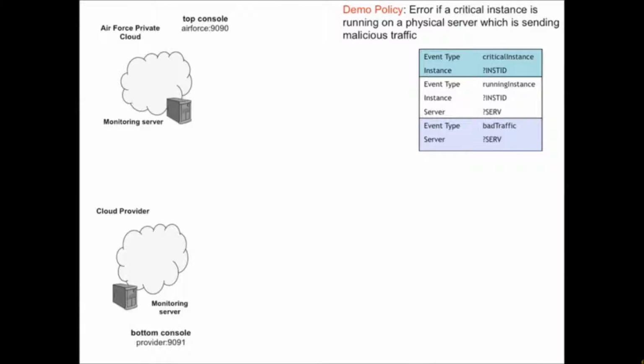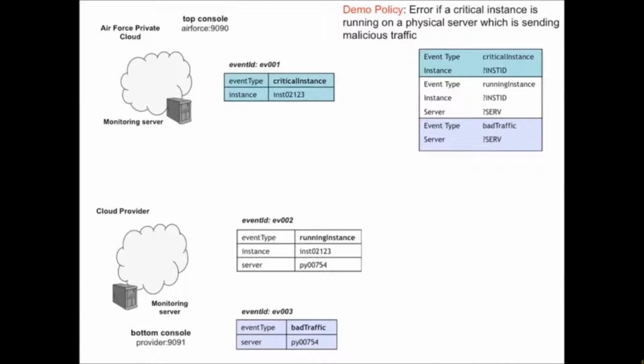Information about which instances are critical enough for having such a condition is generated by the Air Force system, while information about assignment of instances to servers and which servers are generating malicious traffic is generated by the cloud provider. Our monitoring system integrates such information, but only when a problem is occurring in the infrastructure.